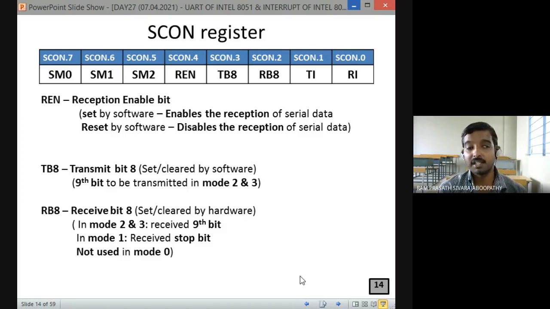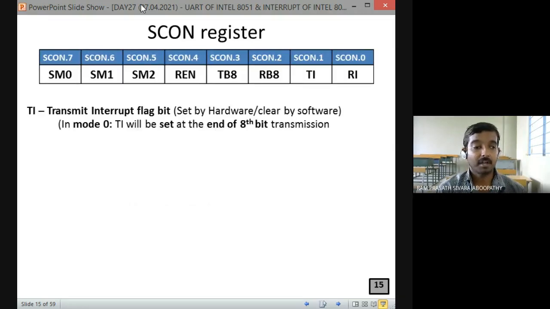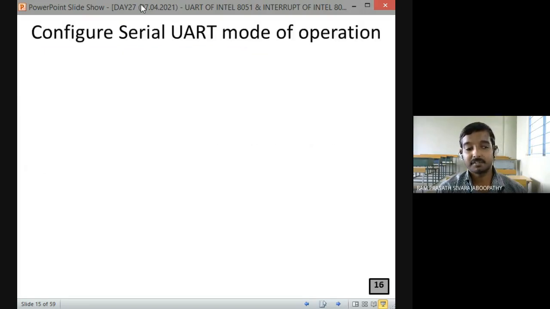What about TI and RI? TI stands for what? Can you type it in the chat? TI stands for what? Transmit interrupt. What about RI? TI means transmit interrupt. RI means receive interrupt.